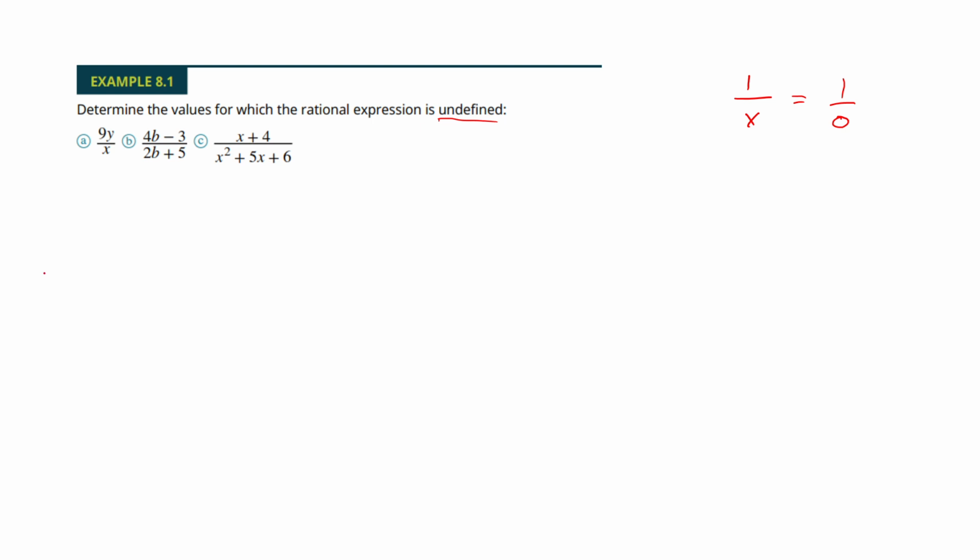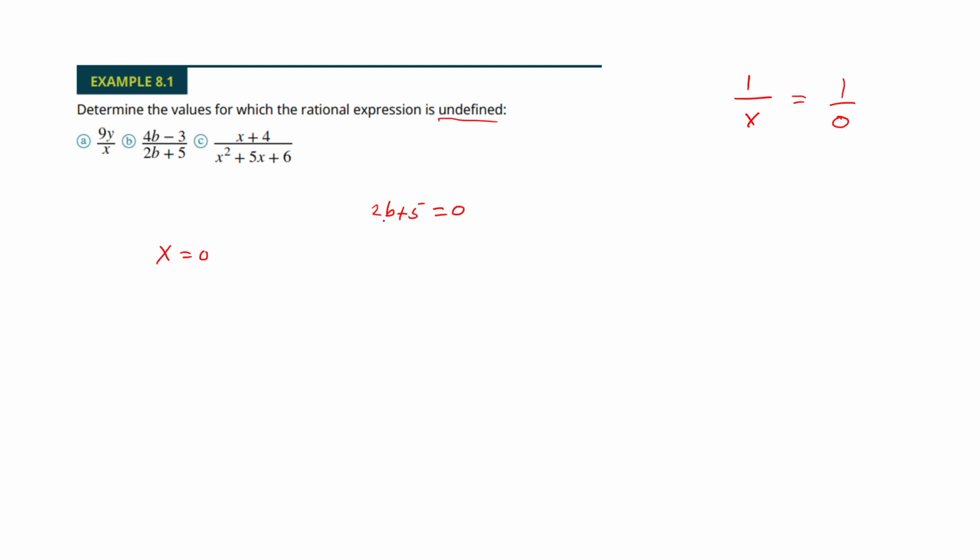Now, let's look at our choices over here. All we're trying to do is find values that are not permitted. They're called undefined. And all we got to do is set the bottom equal to 0. And that's it. So what would make this undefined, the restricted value, is that x can't be 0. Because if it was, it would make this whole thing undefined. Now let's do the same thing for the second one.